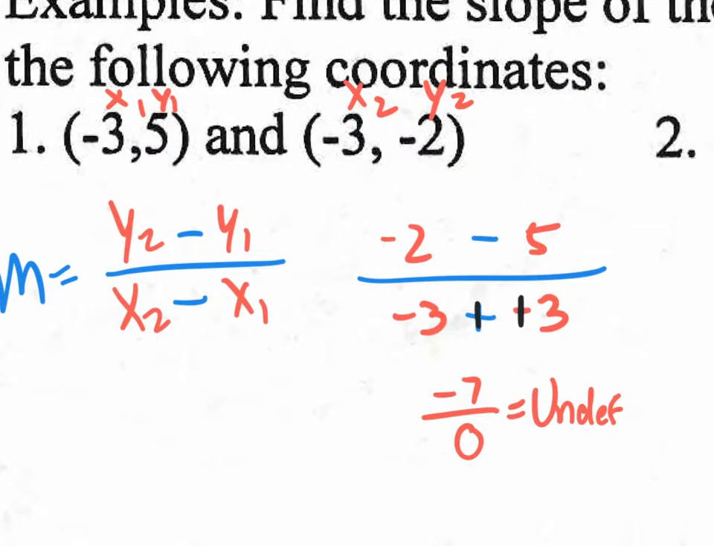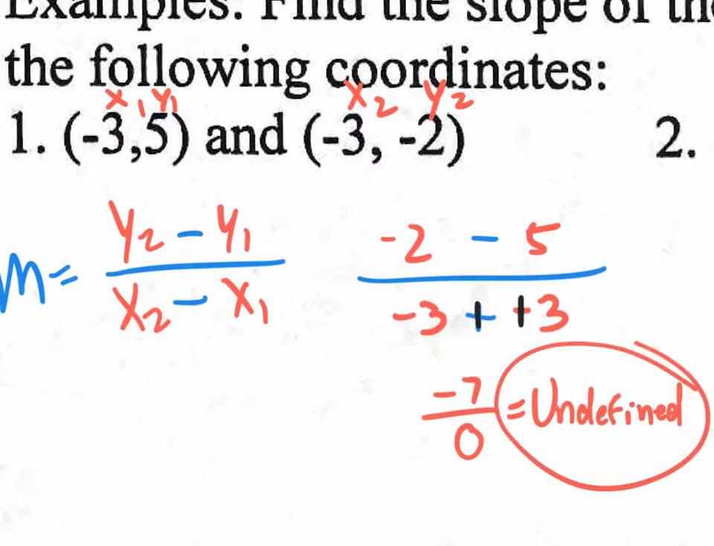I ran out of space. Undefined. Underneath, undefined. What does that mean visually? It's so steep, you can't define it. It's a line that's perfectly straight up and down, kind of like the wall. You can't climb the wall unless you're Spider-Man.